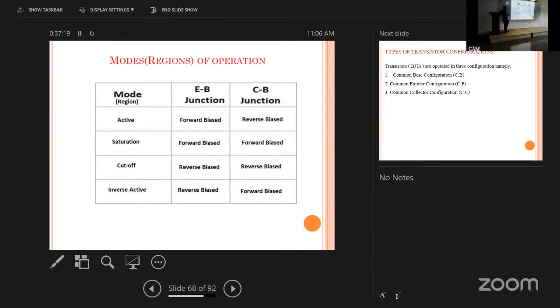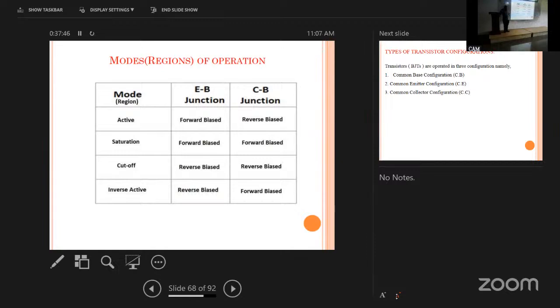Cutoff region means the emitter-base junction is connected in reverse bias mode and the collector-base junction is also connected in reverse bias mode. Then the transistor will act in the cutoff region. Cutoff region means there will be no operation, minimum operation.